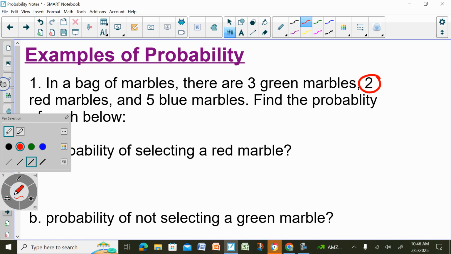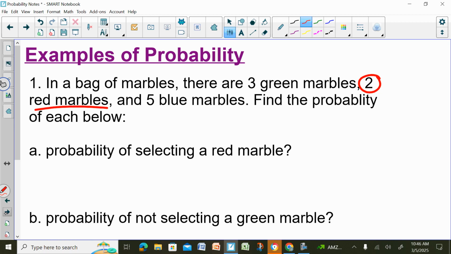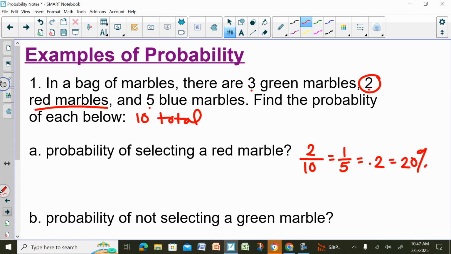Notice we have 2 red marbles, but it didn't tell me my total, so I do have to add them up. I'm not using counting techniques. It's just marbles in a bag. So I have 3 green, and the 2 red makes 5, plus 5 more blue. So there are 10 total in this bag. That's kind of nice to know. So the probability of selecting a red, there are 2 successes out of the 10. So 2/10, sometimes we write it like that. You could also write it as 1/5, but we're just going to simplify things and give the decimal. And again, they also do 20%, but unless they ask for the percent, one of these 2 is sufficient.